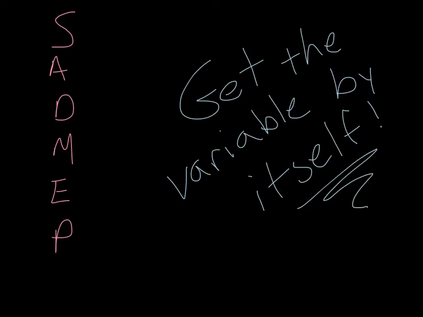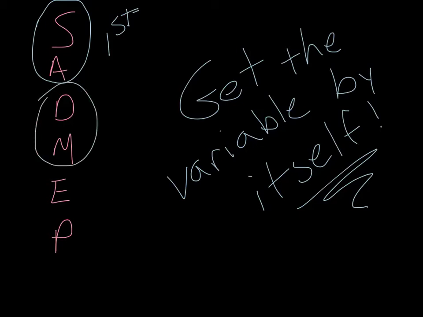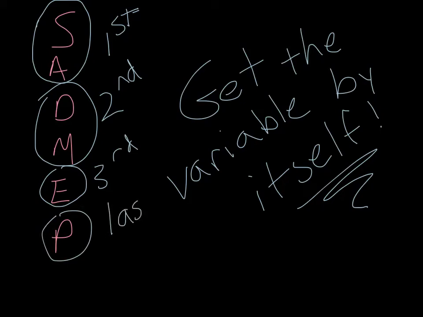And we do this when we have multiple steps by using the Please Excuse My Dear Aunt Sally backwards. So the acronym I use is SADMEP. And so we start by using addition and subtraction first, instead of with the typical order of operations that would be last. Then we would do division and multiplication second. If there's any exponents, we would deal with that third. And then parentheses last.